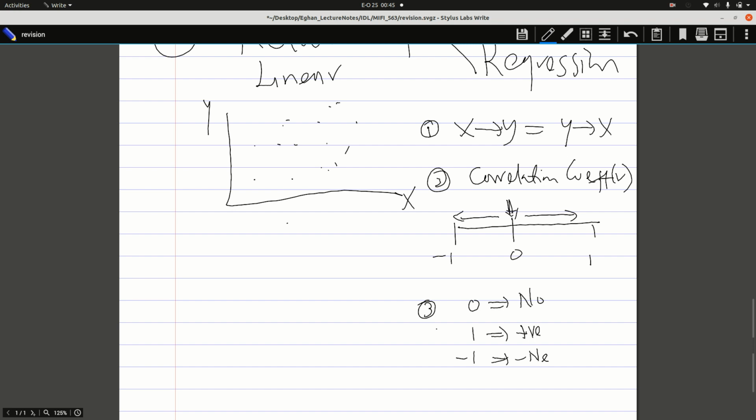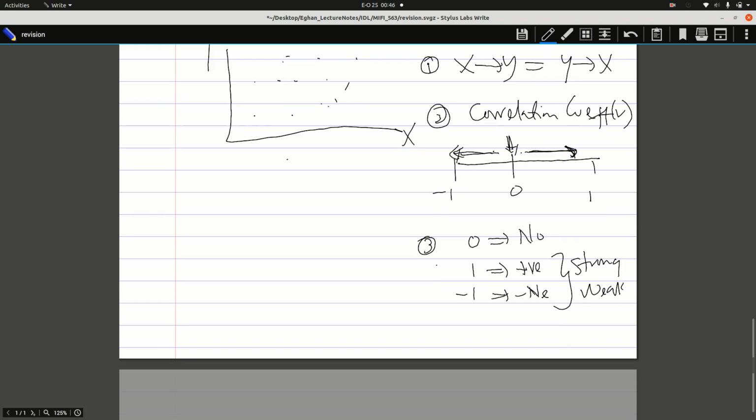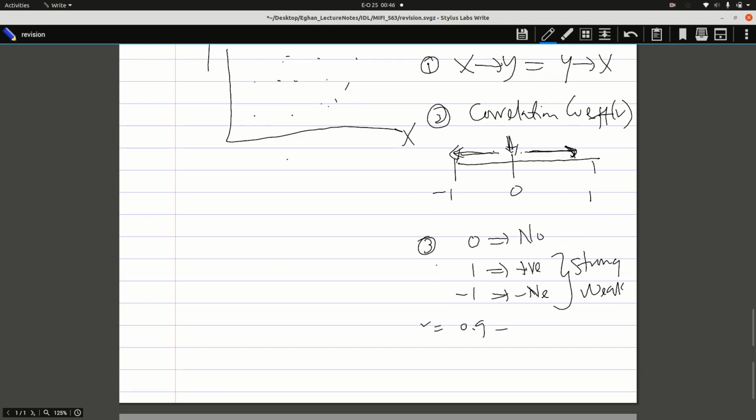There's another way to describe this positive and negative. You can look at it being strong and it being weak. Strong is from 0.5 through to values approaching 1, and it can be strong negative if it is also approaching 1 in magnitude. So if I have R equal to 0.9, this is a strong positive correlation. If I have R equal to -0.89, this is a strong negative correlation.